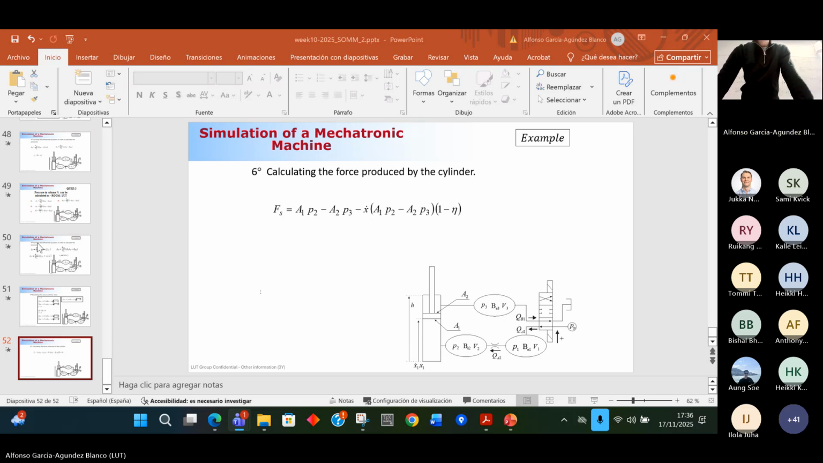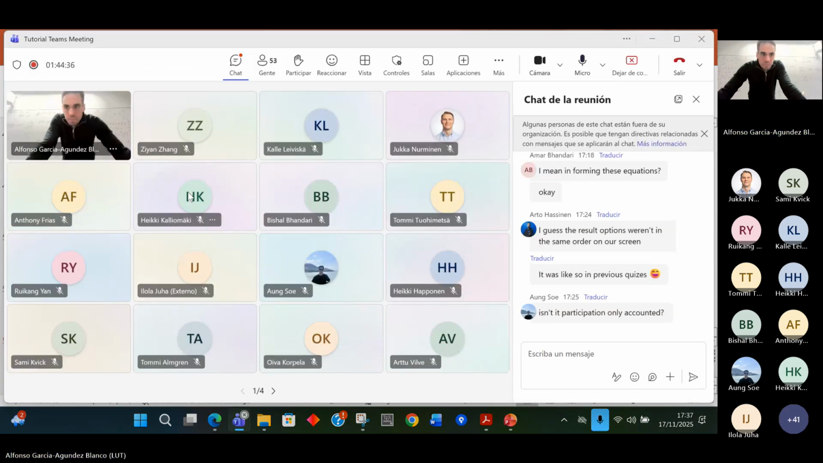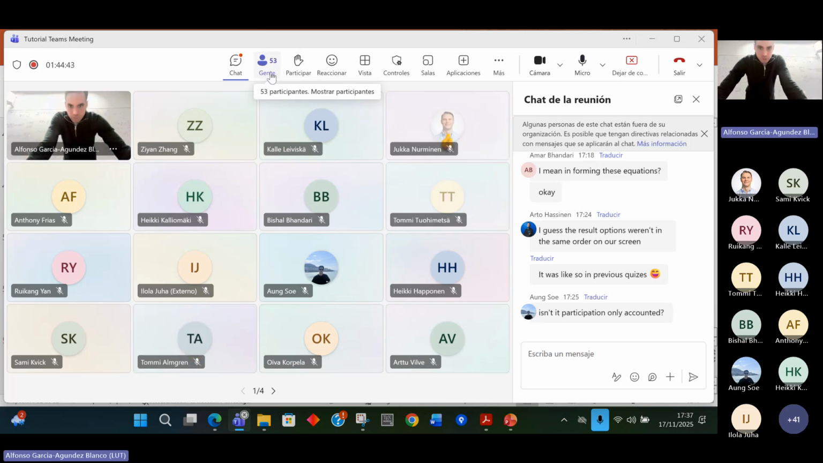Clear? Yes? Understood everything? For the students online, everything okay? Everything clear? Perfect. Perfect. We have a couple of reactions. I hope that you were able to follow all the equations and all the exercise.